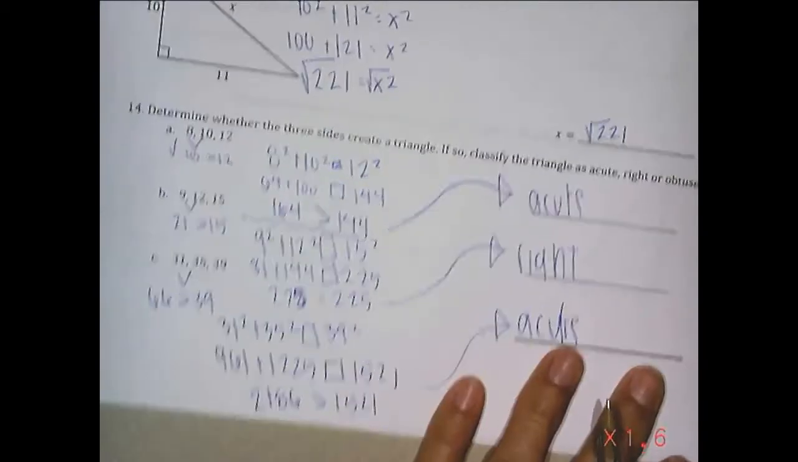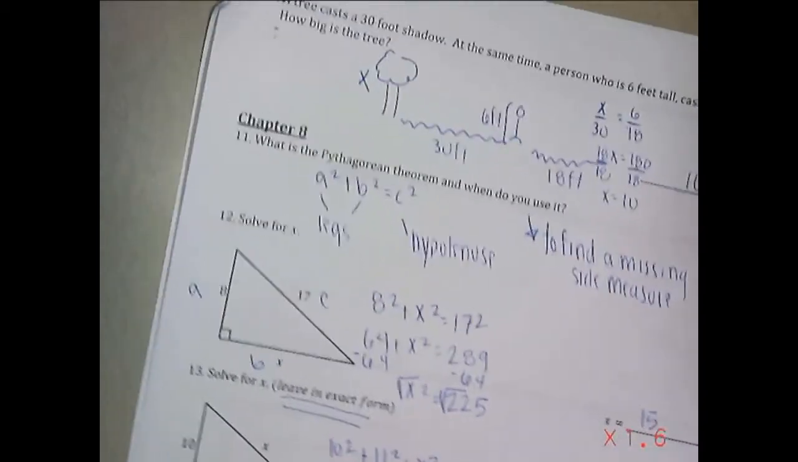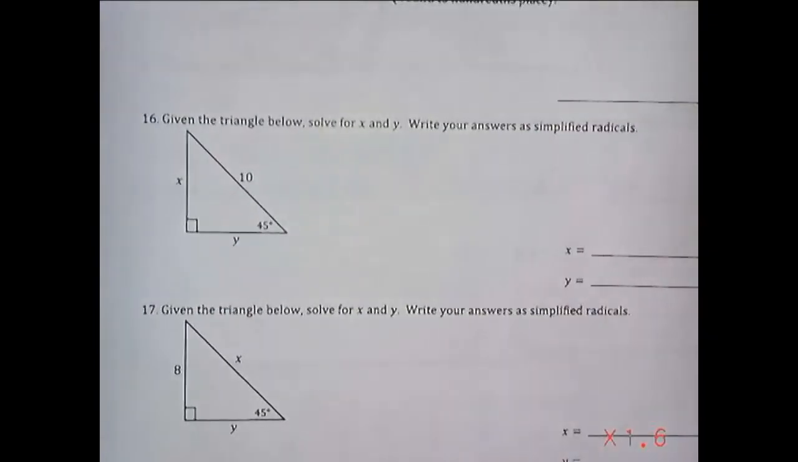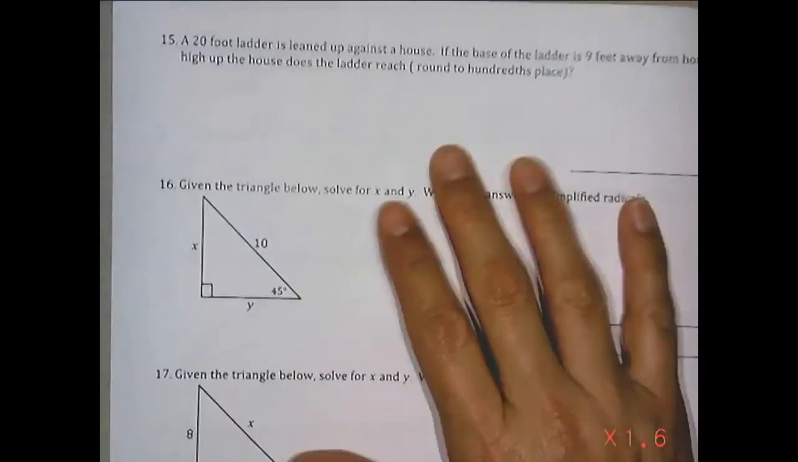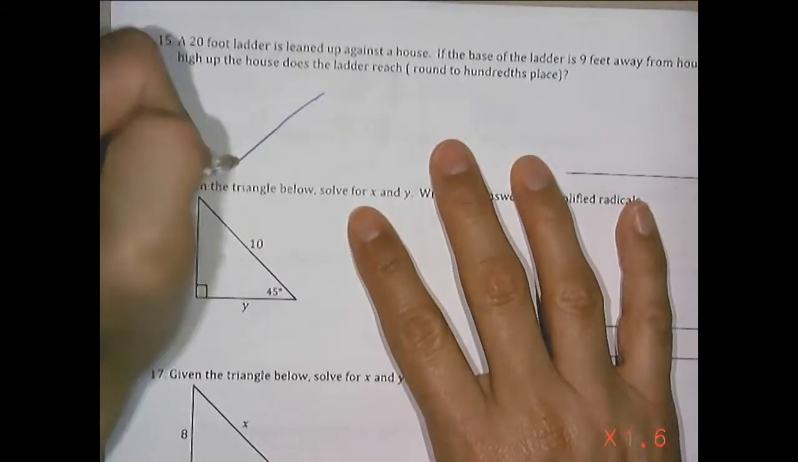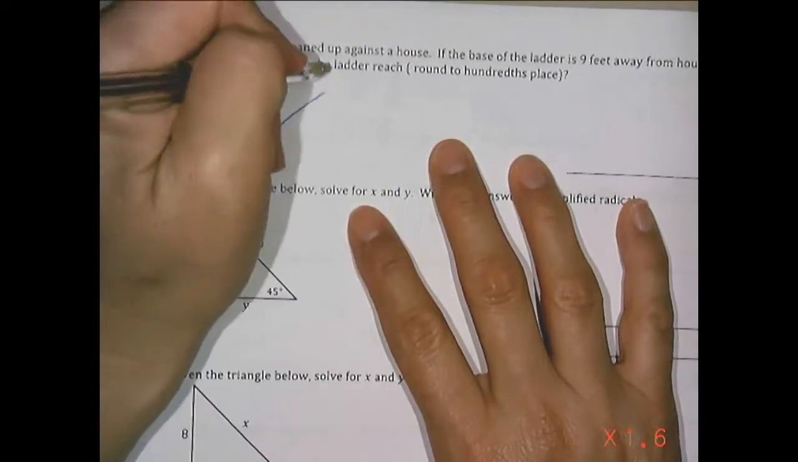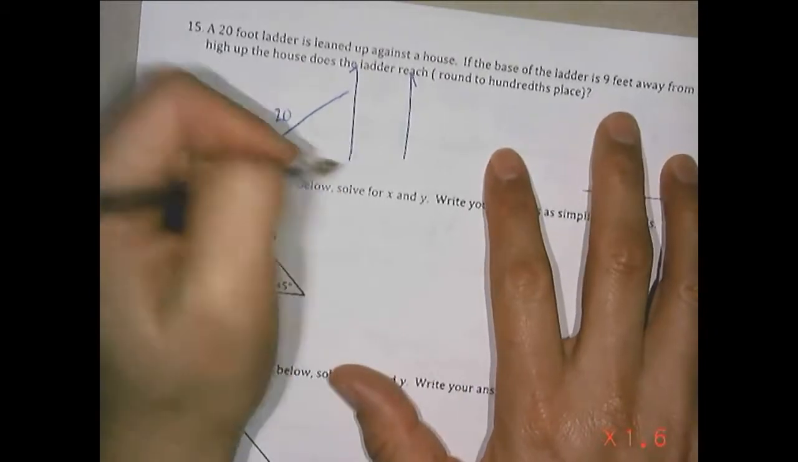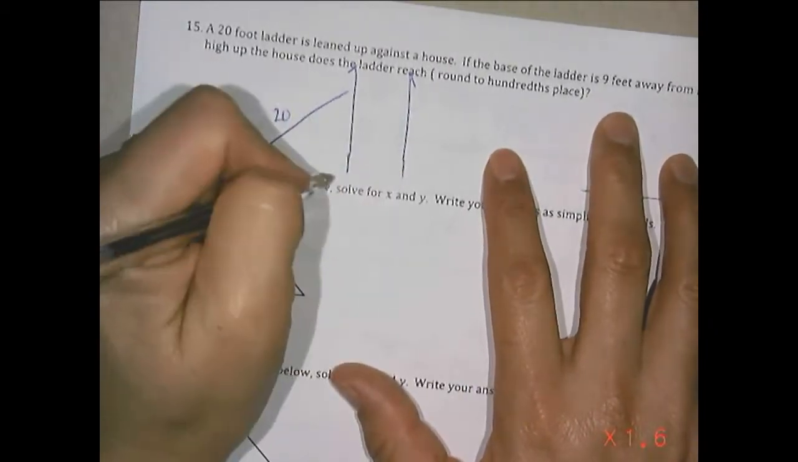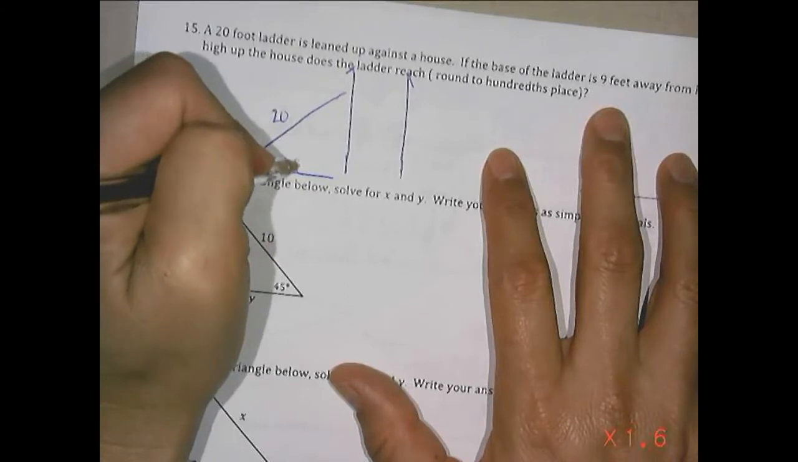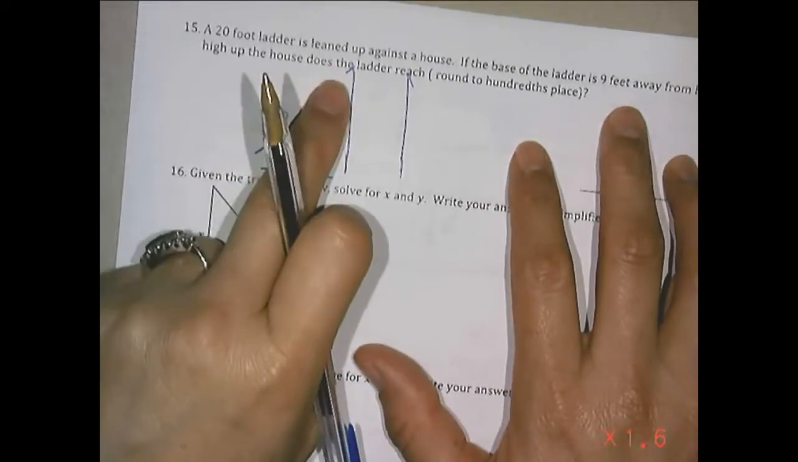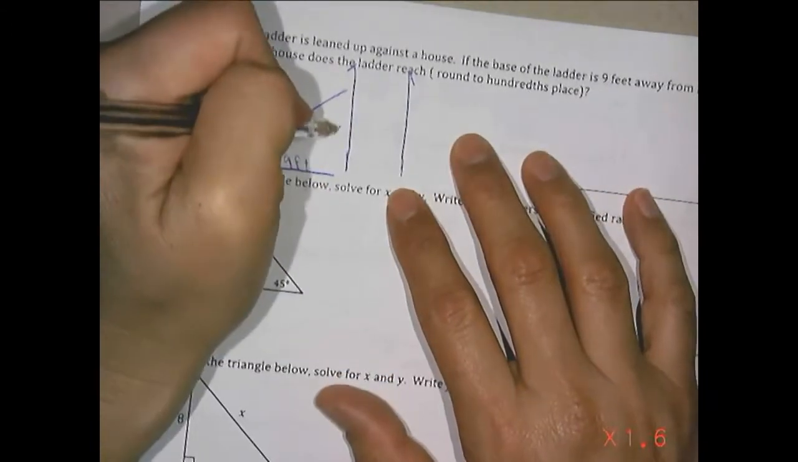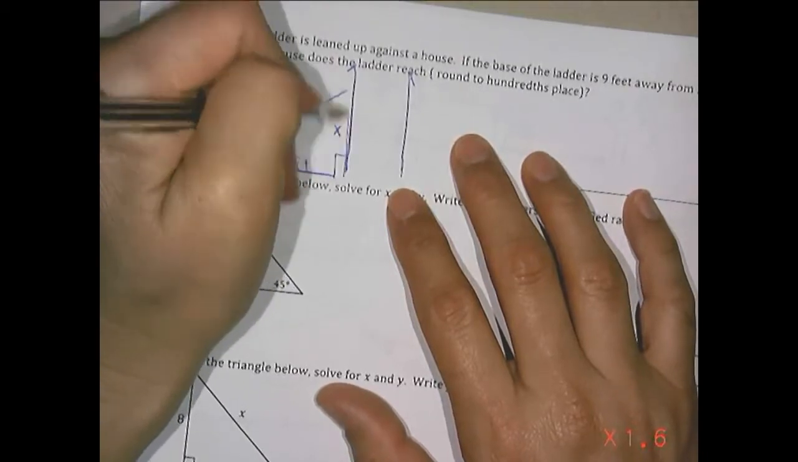Okay, let's move on to question 15. It says a 20-foot ladder, this is going to be 20 feet, is leaned up against a house, okay? So let's just say that house is right there. If the base of the ladder is 9 feet away from the house, how high up the house does that ladder reach? So how high? What is the distance from here to here?